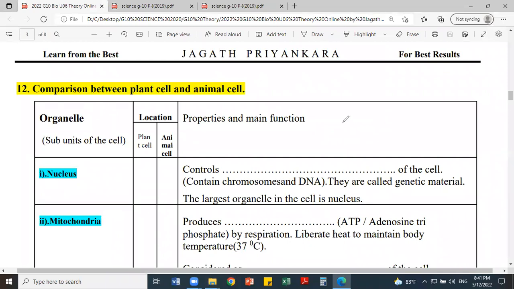Nucleus is present in both. If it is present, put a right tick. Plant cell also, it's present; animal cell also, it's present. And complete the blank here: controls all the cellular activities. Controls all the activities of the cell, all the life activities of the cell. We can write all the cellular activities; that is also accepted.